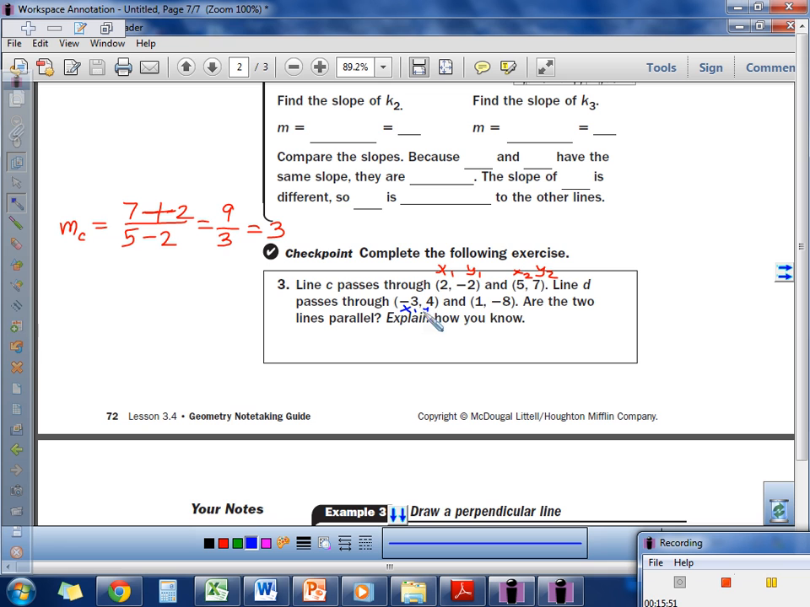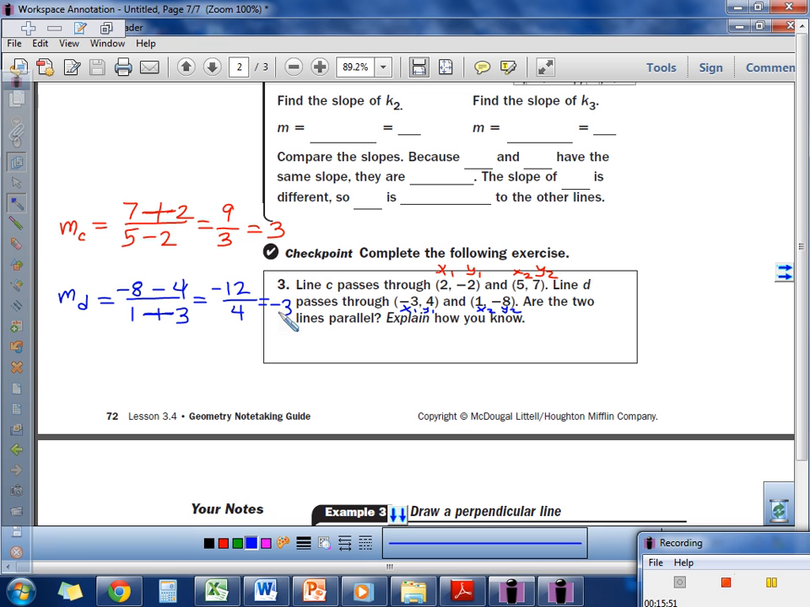We're going to label the next points the same way: x1, y1, x2, y2. So slope for line D is a good way to note it. That's negative 8 minus 4 over 1 minus negative 3. Negative 8 minus 4 is negative 12. 1 minus, oh, that's a plus. So 1 plus 3 is 4. Slope there is negative 3.